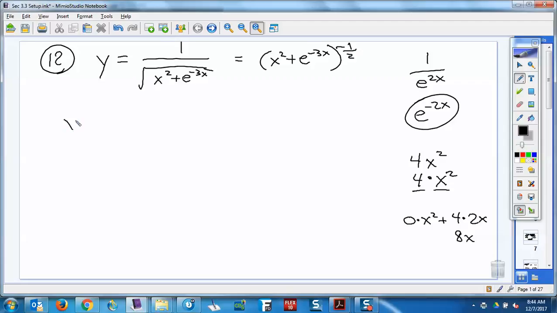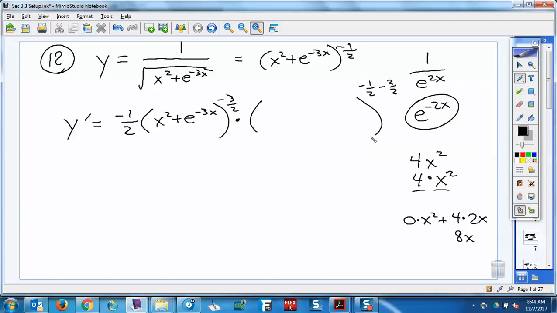Okay? Now, when we do our y prime, we're going to bring the negative 1/2 down in front. We're going to leave the inside alone. We're going to drop that by 1, which would be what? Negative 1/2 minus 2/2 is negative 3/2. And then times, remember I said put a big set of parentheses because you don't want to mess that up by not having parentheses, the derivative of this. So now we're just looking at the red thing. So now the derivative of that would be 2x. And then we're going to kick out a negative 3 e to the negative 3x, right? Because we always know we got a number in there, we kick that out. Now, I would then leave that alone.